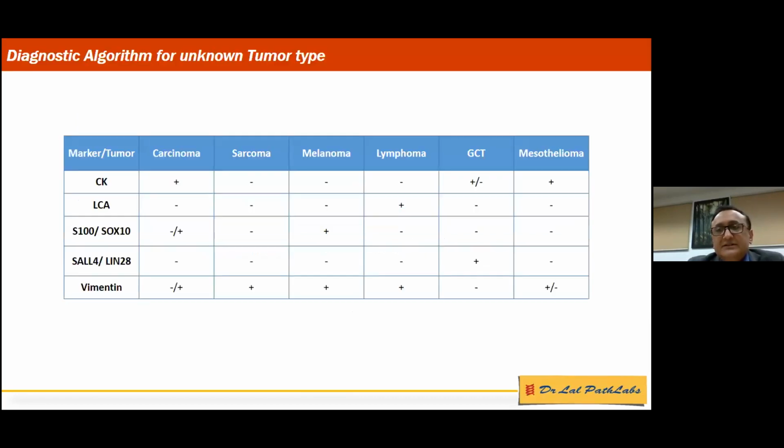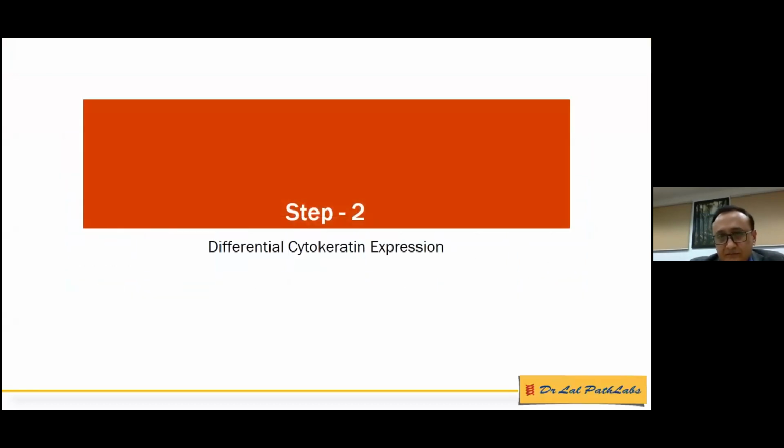So this is the broad table that is used in a case that comes as a cancer of unknown origin or unknown primary. To rule out sarcoma, melanoma, lymphoma, germ cell tumors and mesotheliomas, as the case may be, depending on the clinical inputs and the morphology of the case, we will put cytokeratin, LCA, S100 or SOX10, SALL4 or LIN28, and Vimentin. So this is the first set of markers that we usually put in such cases, followed by differential cytokeratins.